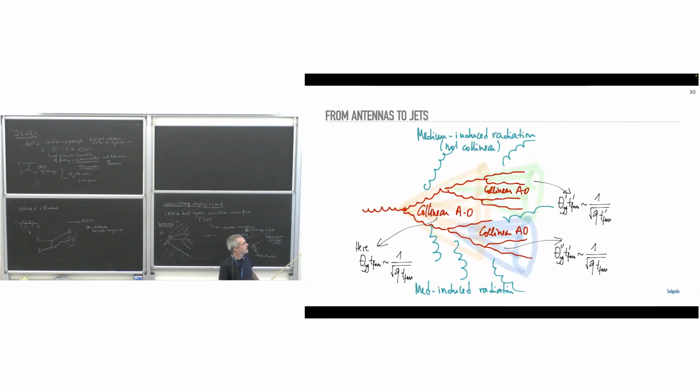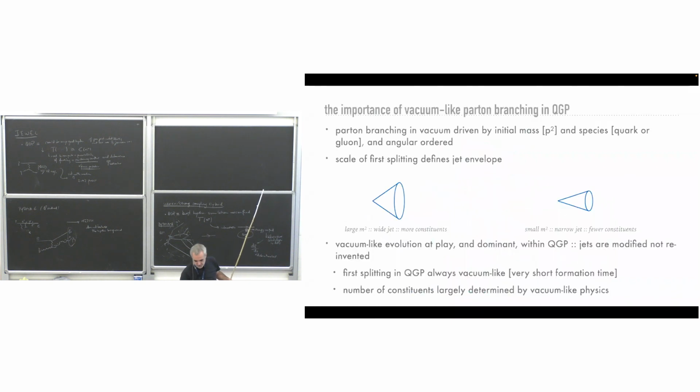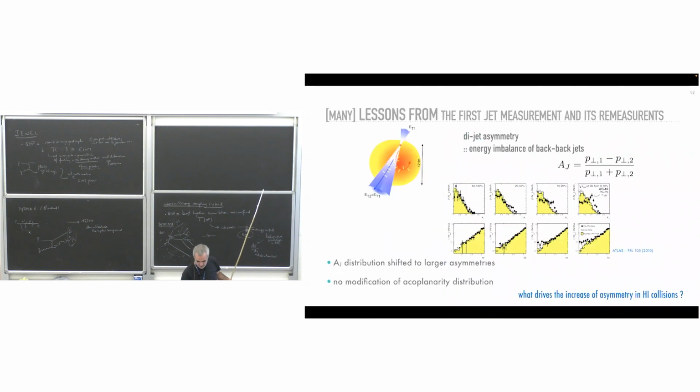Okay, everything that is vacuum-induced, vacuum-like, is inside the relevant cones, and everything that is medium-induced is not collinear at all. It's just high angles. That's why you actually lose energy. Okay, so this is the thing.